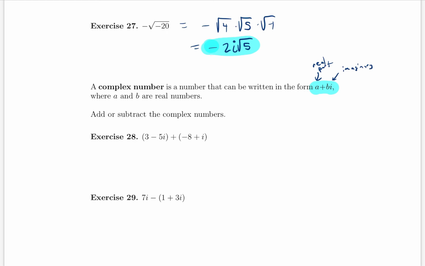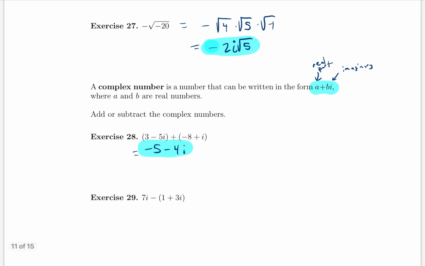So let's add these two complex numbers together. It's just basically combining like terms. So if you add 3 and -8 together, you should get -5. And if you add -5i and +i, that'll give us -4i.